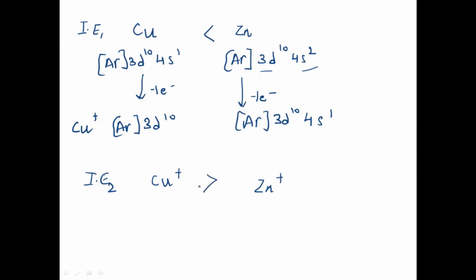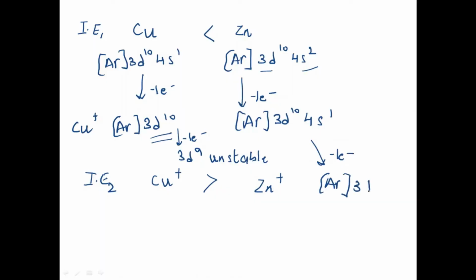So definitely the second ionization energy of copper plus will be greater than that of zinc plus, because now there are d10 electrons completely filled. If one more electron is removed, it will turn into an unstable 3d9. So copper plus doesn't want to be unstable. That means a very large amount of energy will be required to remove one more electron. Whereas zinc will very easily remove this s electron and change into argon 3d10, the extra stability of zinc plus.